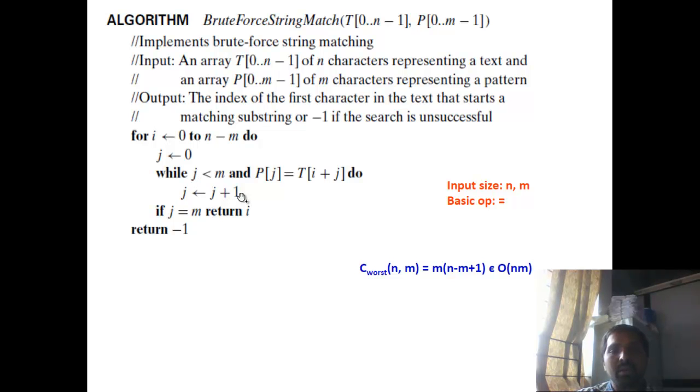So like that we can repeat. Whenever the condition fails, again we come to this statement. If j equals m, return i, else return minus 1. Return minus 1 means the given pattern is not available in the text. The complexity of this brute force is big O of n m, because we are taking 0 to n minus m times and we are making comparisons each time.